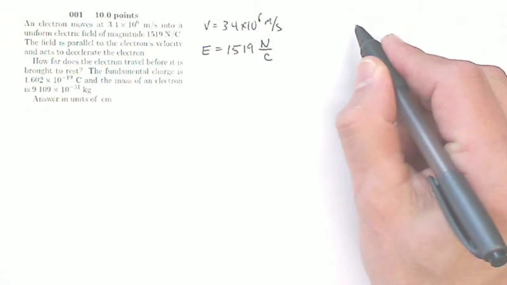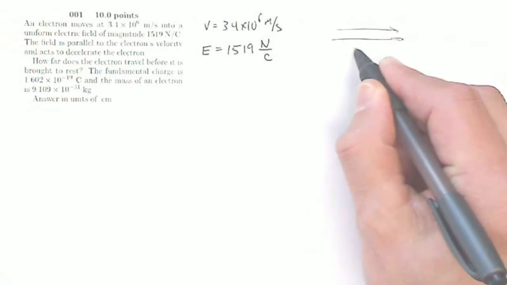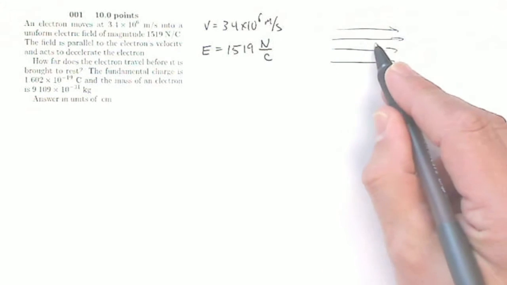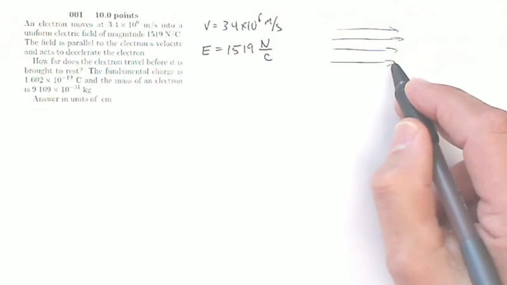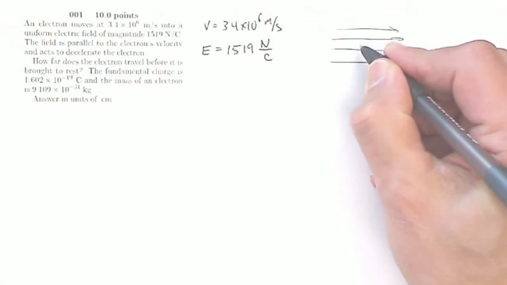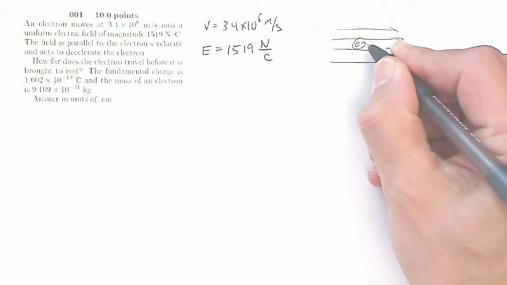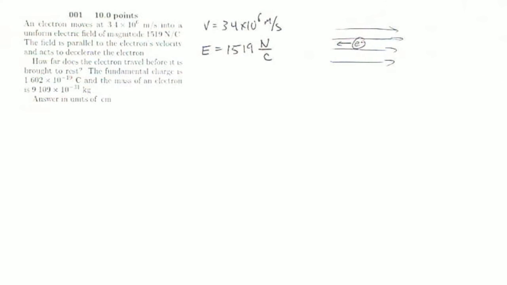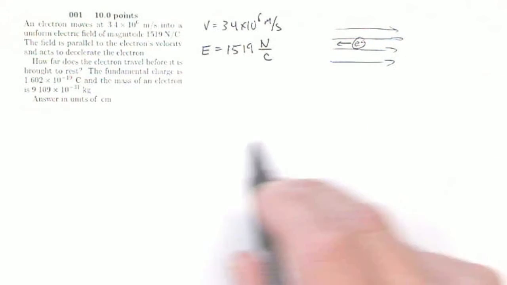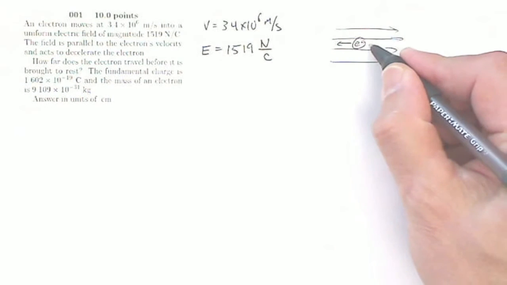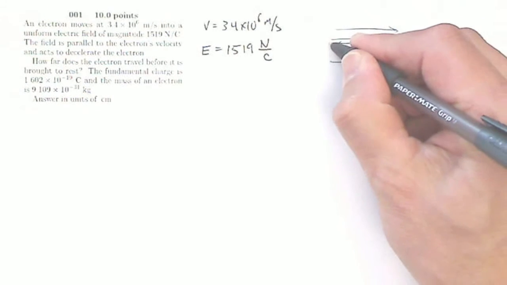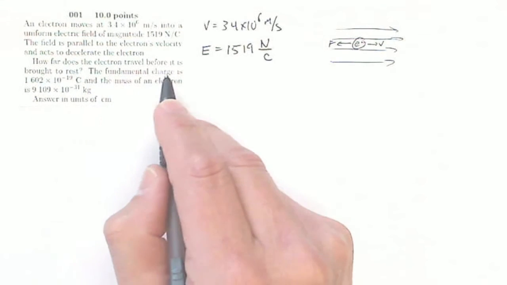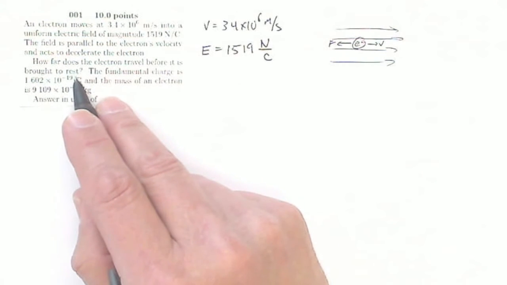So if I'm thinking about this field, let me just draw the field for a second. What if I draw the field to the right? Well, a field to the right would take a positive charge and send it to the right, because that's the direction the field points. So if my electron is flying to the right, it's going to have a force on it to the left. That will act to decelerate the electron. So the electron's velocity is going to be this way, but the force on the electron is going to be that way. How far does the electron travel before it is brought to rest?